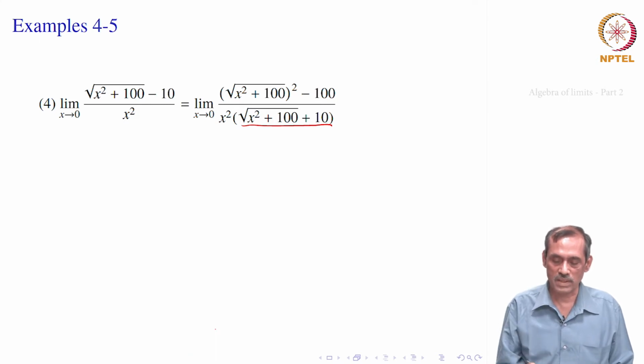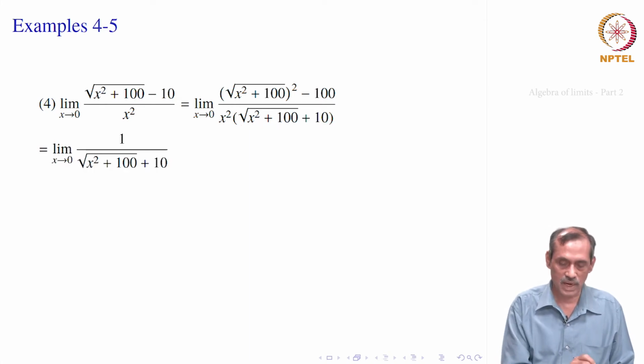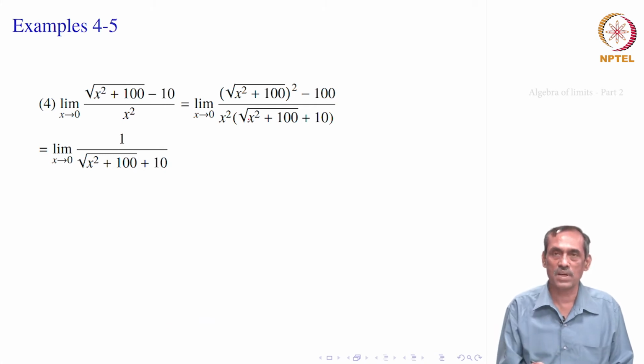Once you multiply by square root of x square plus 100 plus 10, on the top it becomes square root of x square plus 100 whole square minus 10 square. That simplifies to x square plus 100 minus 100, which gives you x square. Now this x square and this x square get cancelled. That is the main idea of making the denominator non-zero.